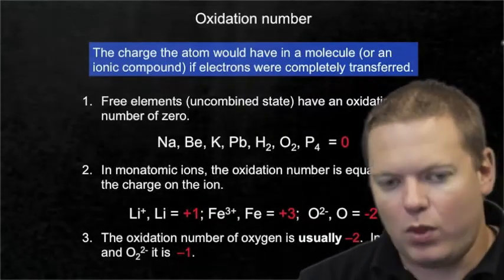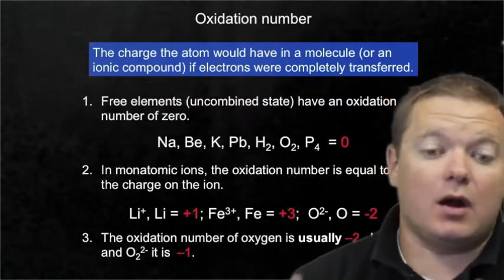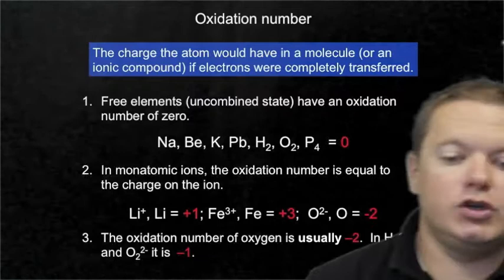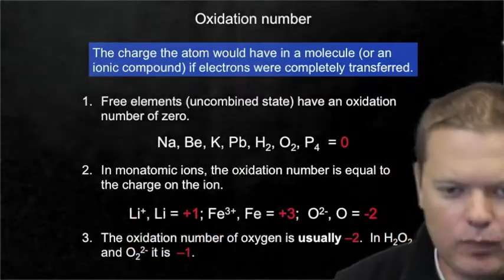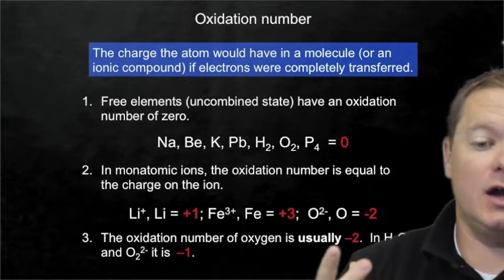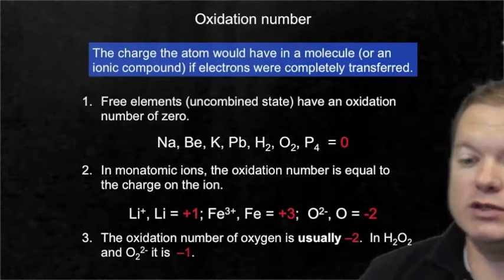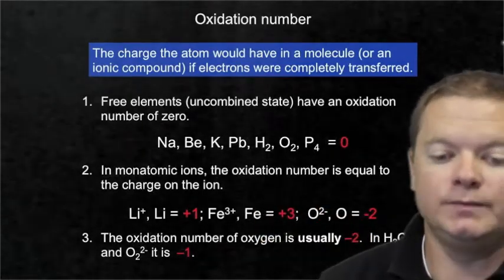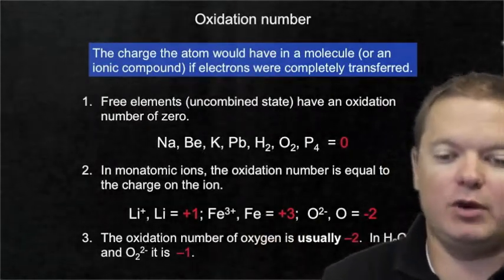The second rule is that for monoatomic ions, those things that are ions, the oxidation number is equal to the charge of that ion. So if we look, we have lithium as a 1+, so it has an oxidation number of +1. Iron 3+, its oxidation number is +3. Oxygen is a 2-, its oxidation number is going to be -2. Right? So whatever the charge is on that ion, the oxidation number is the same.